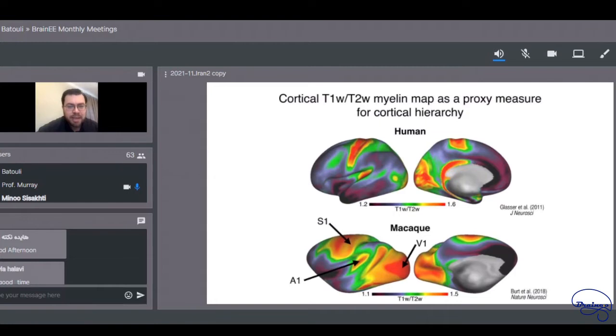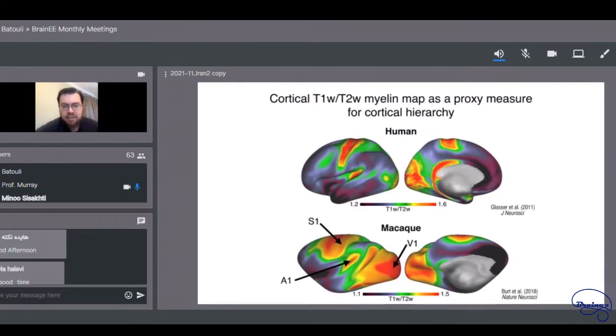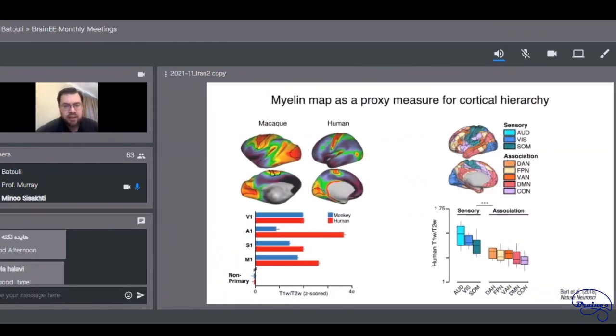And that's seen to be high in basically primary sensory areas in humans and monkeys, and then goes to low values as you go up the hierarchy, right? So it's kind of an inverse proxy measure of hierarchy. The T1, T2 is high in sensory, low in association. And we can just characterize that very briefly and see that indeed it has high levels in primary sensory motor areas and in sensory functional networks. And then as you go into more association areas, this level drops.